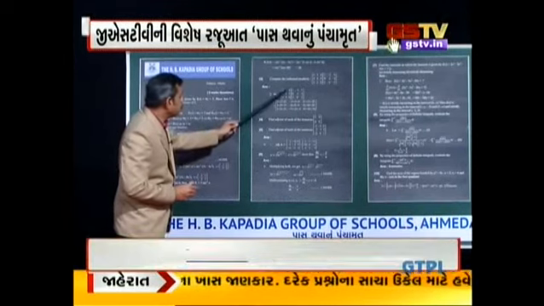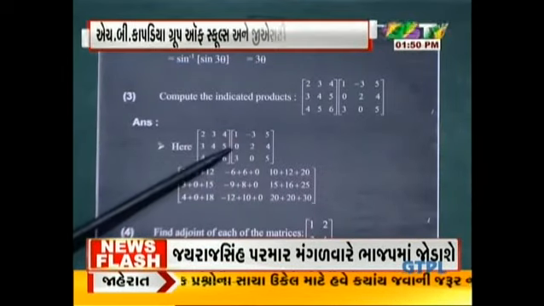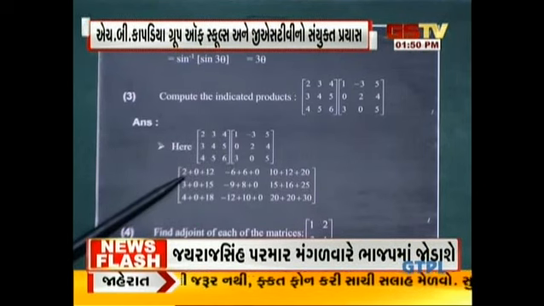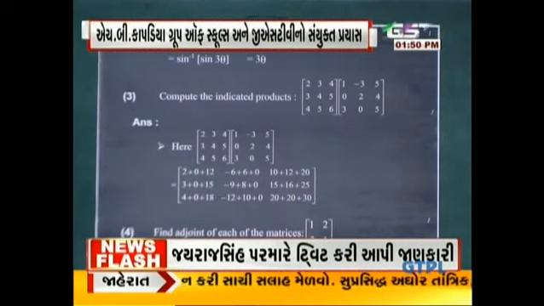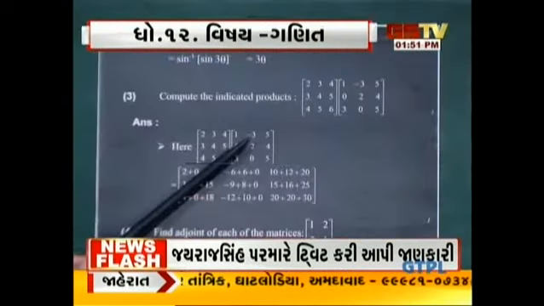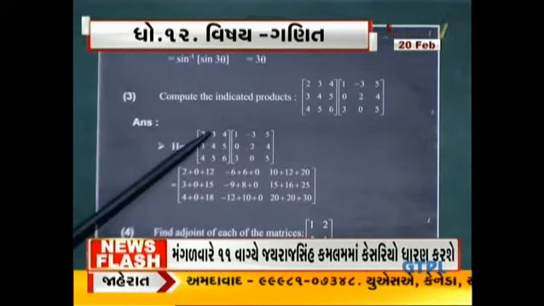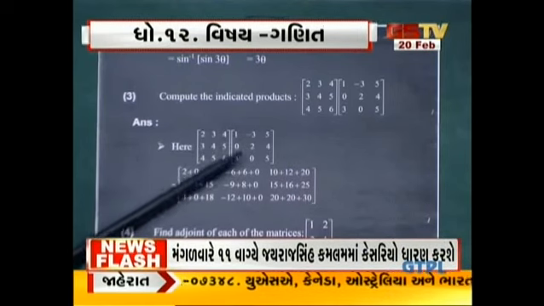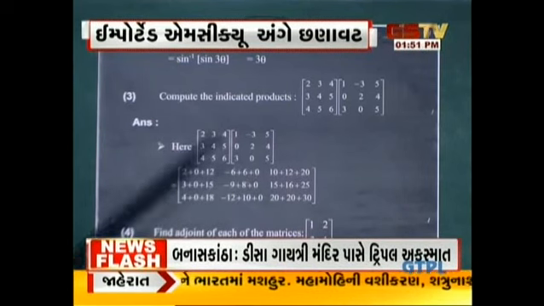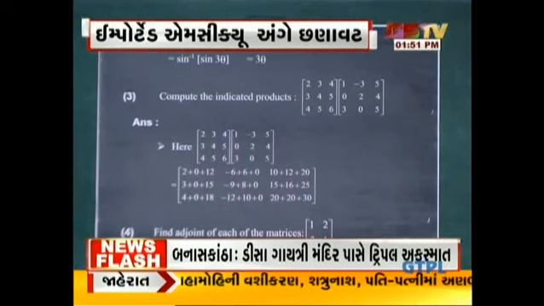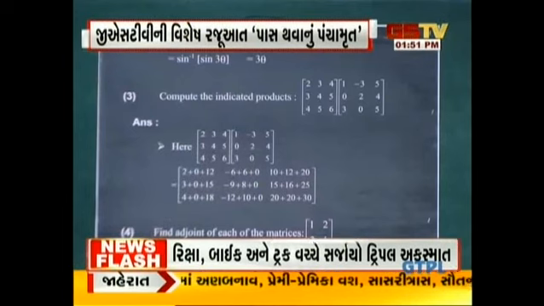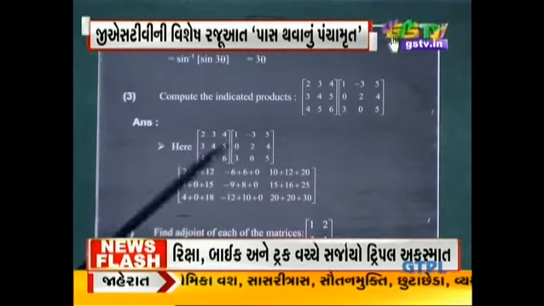See here, 2 into 1 is 2, plus 3 into 0 is 0, plus 4 into 3 is 12. So I'll write here the numbers 2 plus 0 plus 12. Next step, first row multiply with second column. 2 into minus 3 is minus 6, 3 into 2 is 6 and 4 into 0 is 0. So minus 6 plus 6 and 0. Second value, first row multiply with column 3. 2 into 5 is 10, 3 into 4 is 12 and 4 into 5 is 20.